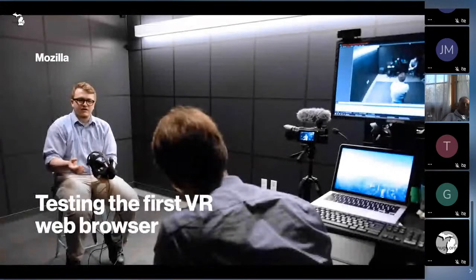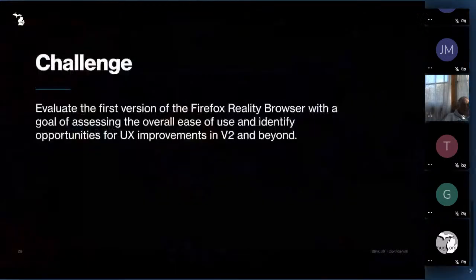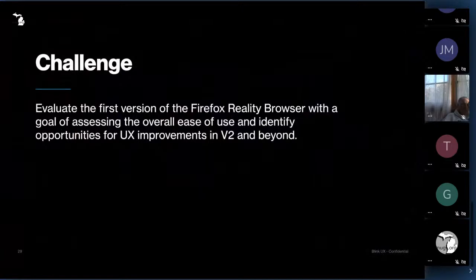So one quick example here of some evaluative testing that we did. We were partnering with Mozilla, and they were building a web browser for virtual reality. And this is something that they hadn't really done at any point, and wanted to understand how well that experience worked for people, and what they might do to make it a better overall web browser. So this was really done with the goal of assessing the ease of use, identifying those opportunities, and thinking about what the next version and beyond might look like.